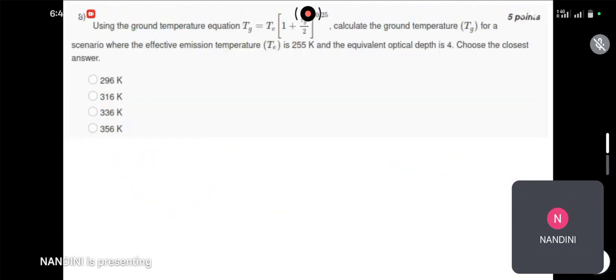Now, using the ground temperature equation, Tg is equal to Te into (1 plus tau g by 2), the whole raised to 0.25, calculate the ground temperature Tg for a scenario where the effective emission temperature is 255 Kelvin and the equivalent optical depth is 4. This equation gives you how to calculate the ground temperature from the emission temperature if you know the optical depth.